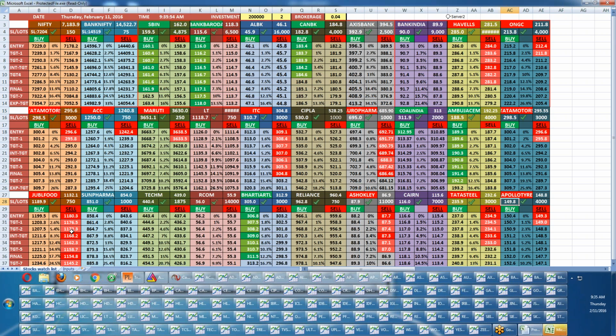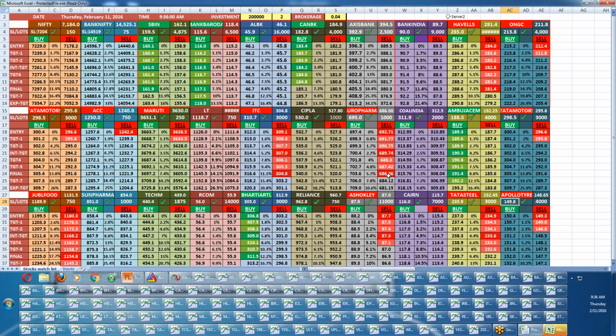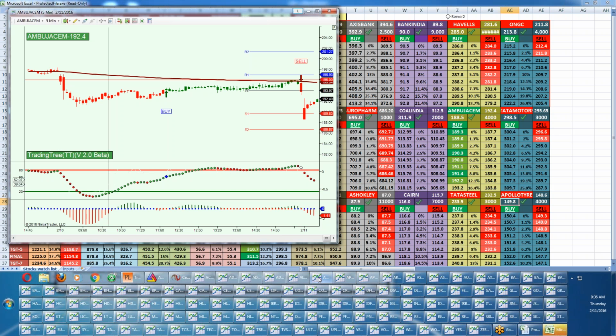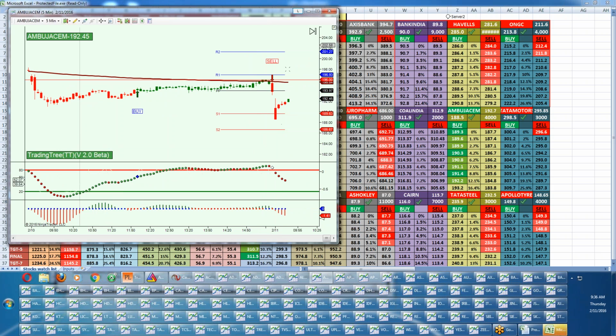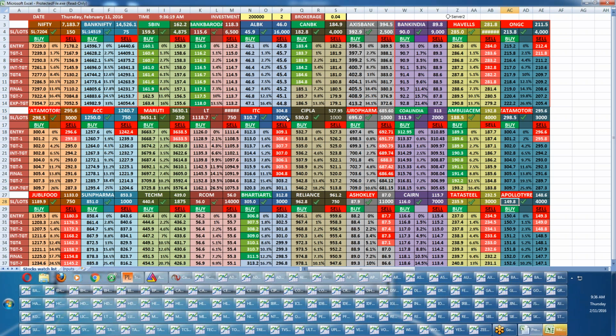So Jubilant Food, you can see that it has done all its targets. So ITC has done its final target. Arbinda Pharma also has done its final target. Ambuja Cement, let me just give you an idea of what's going to happen in Ambuja. So we should be getting a buy call here anytime. So that will take us to 194, our first target. Can Bank, you can just see that it's at target 4.